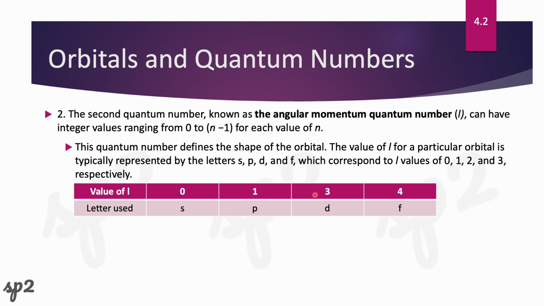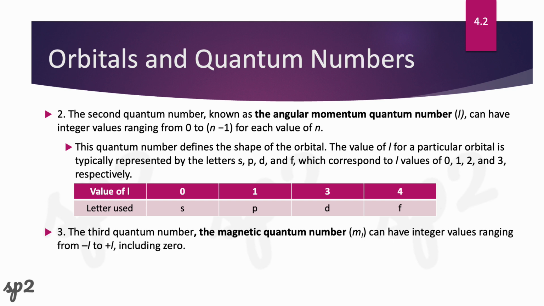If we have 3, that's a d orbital. And 4 is going to be an f orbital. We just need to know these letters and their associated numbers, because later on there are going to be questions asking about what the possible orbitals are if you have a specific n value. So this table is something that we just need to know.